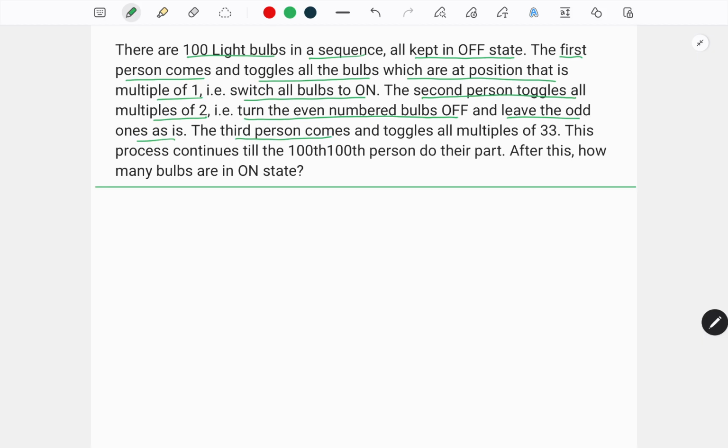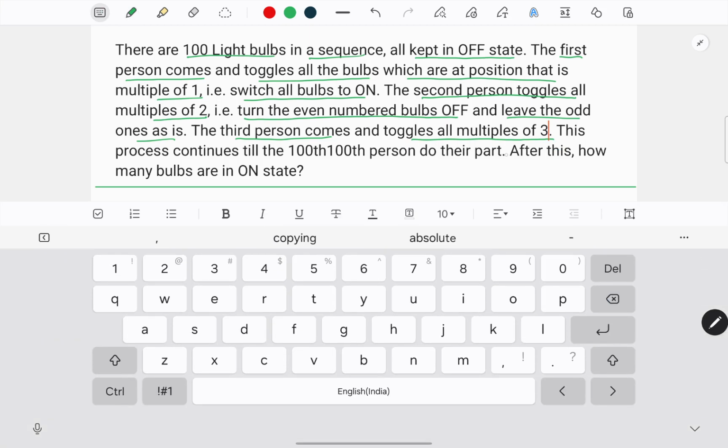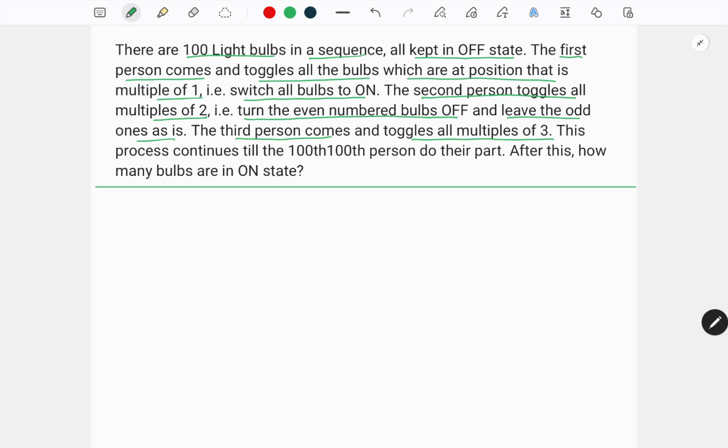Similarly, the third person comes and toggles the multiples of 3. Now this process continues till the 100th person does their part.